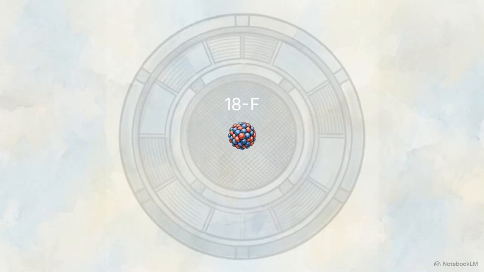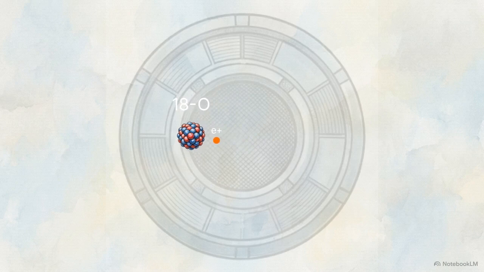18-fluorine is produced in a cyclotron. Decaying into 18-oxygen, it undergoes beta-positive emission, ejecting a single positron. That positron travels a short distance before colliding with an electron in the patient's tissue. This collision causes an annihilation event. Their mass is converted into energy, producing two 511 kilo-electron-volt photons firing outward in opposite directions.